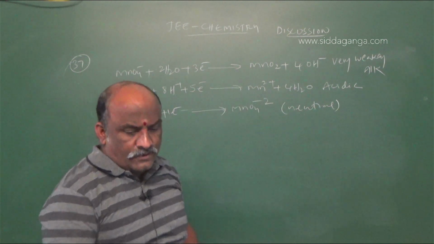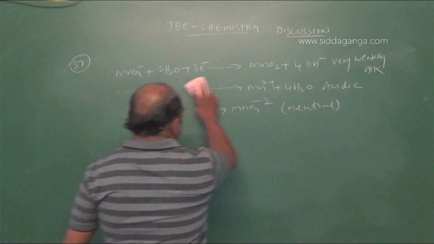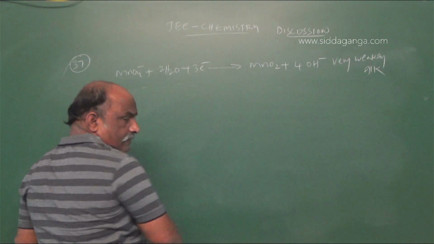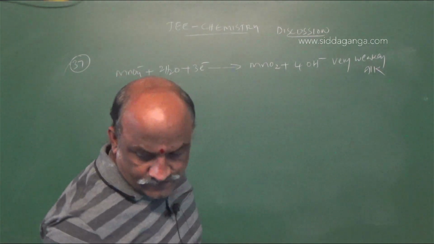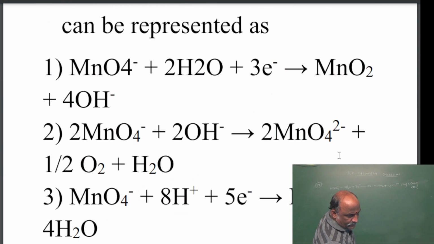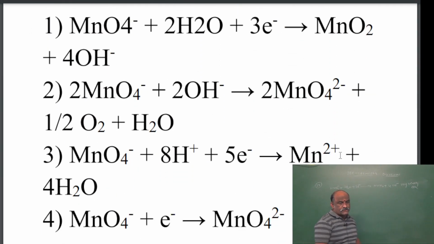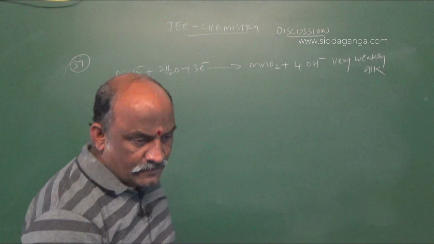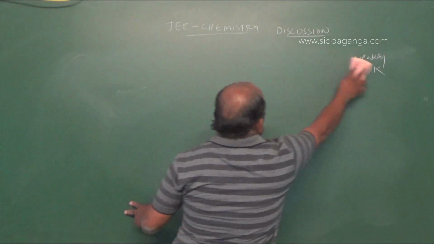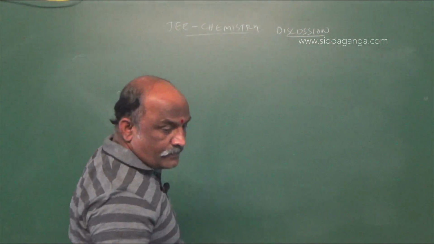So, according to our question, go with the first option: MnO4 minus plus 2H2O plus 3 electrons gives rise to MnO2 plus 4OH minus. That is the right answer for alkaline medium. Next, question number 38.